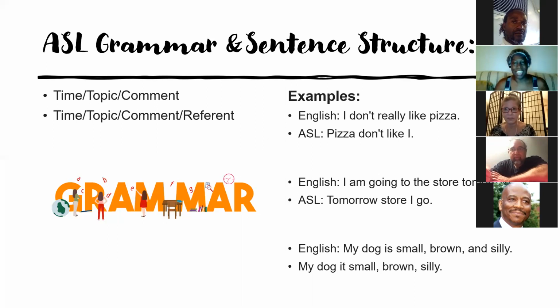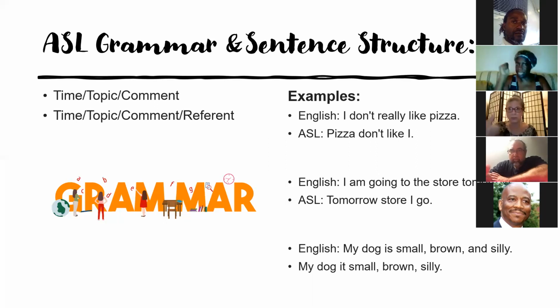Okay, and then again, we have another English sentence. I am going to the store tomorrow. Time would come first. So the time in the sentence would be tomorrow, so that would come first. Then the topic, what are we talking about? We're talking about store, right? So that would come next. And then what are we saying about the store? I go, right?